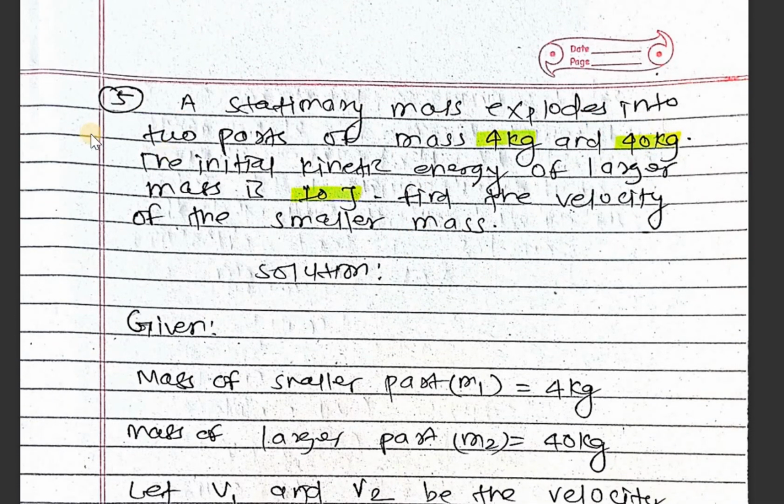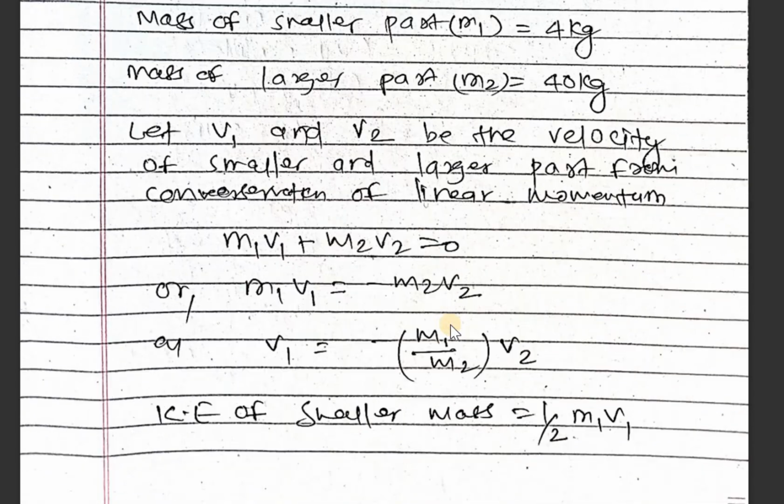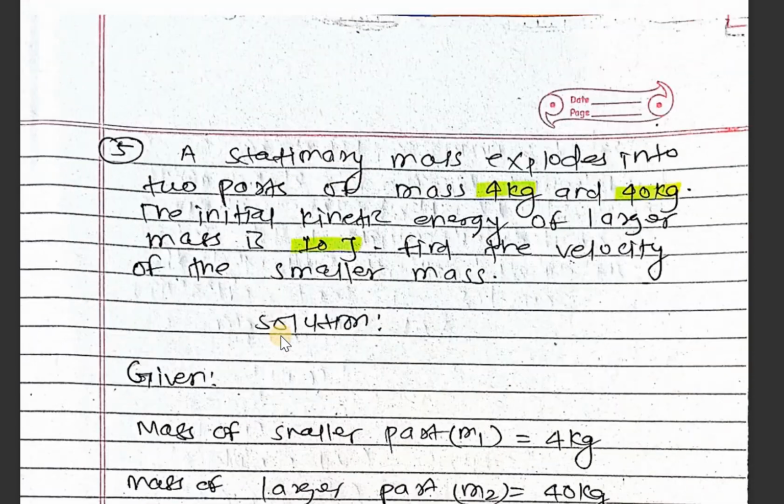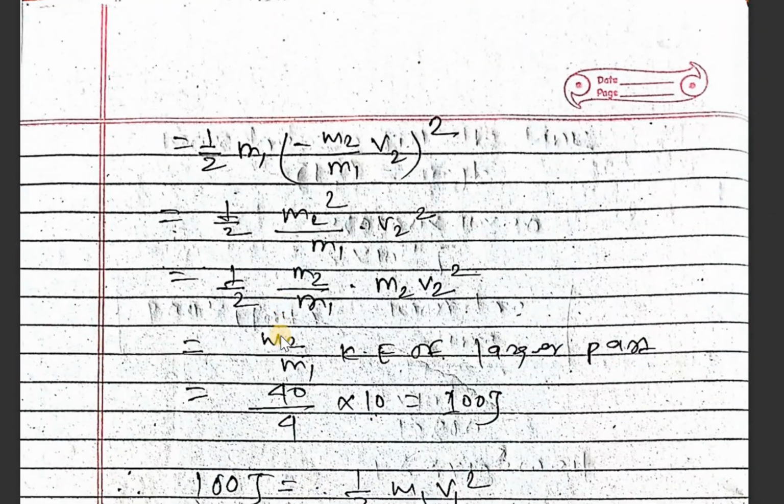And similarly, a stationary mass explodes into two parts, 4 kg and 40 kg. Initial kinetic energy of larger mass is 10. Find the... this question is already done above. Similarly, both questions are the same.